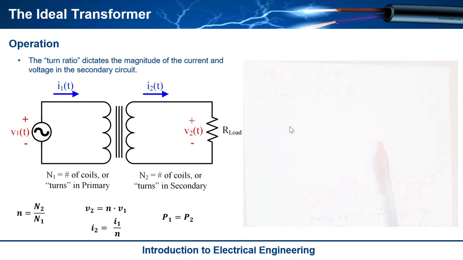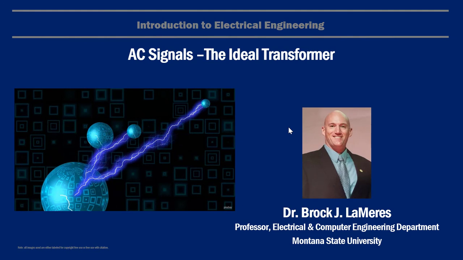Okay, so that is it. That is the transformer and how it is used only on AC signals. Does not work on DC signals, but it allows us to step up and step down voltages and currents.